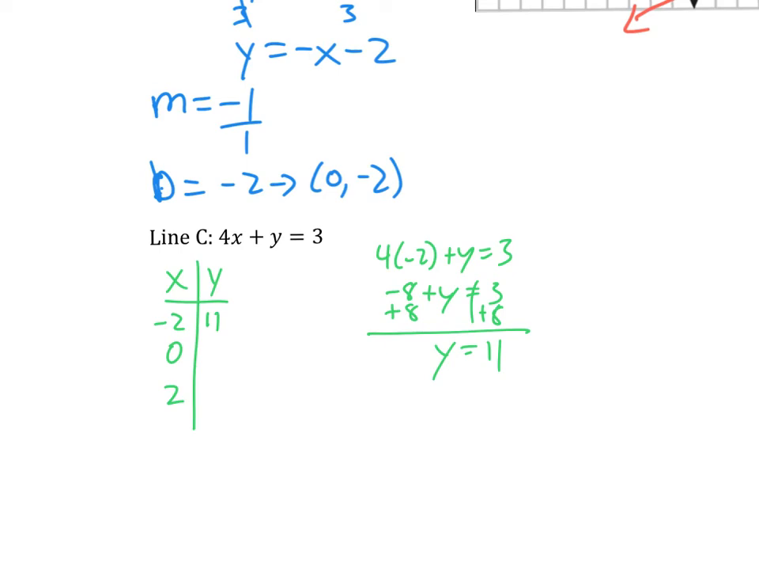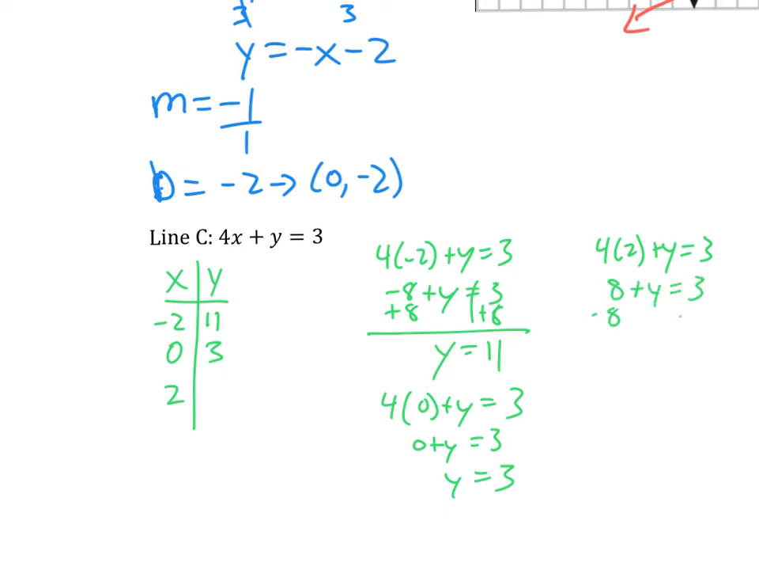And then if x is 0, we'll have 4 times 0 plus y equals 3. That will be 0 plus y equals 3, so y equals 3 when x equals 0. And then we'll have +2. We have 4 times 2 plus y equals 3. That'll be 8 plus y equals 3. Subtract 8 on both sides. We get that y is equal to -5 if x is equal to 2.